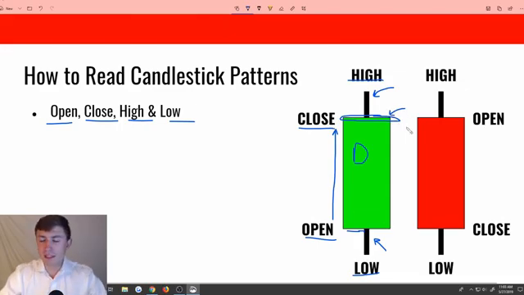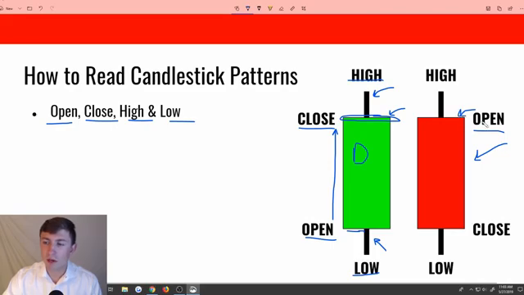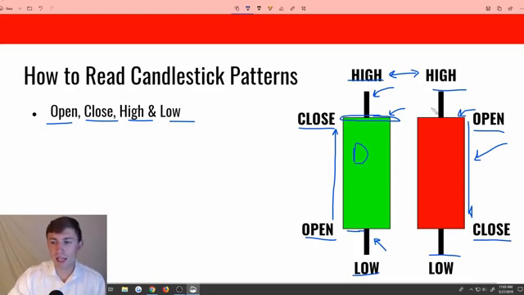Now, it's a little bit similar, but not entirely the same when talking about a red candle or a bearish candle. So what we see is that our open is actually up here this time, right? Because we opened here, and we made a close all the way down here. So we actually moved down on this candlestick to where we closed. And our low of the day was here, and our high of the day is here. So those two things are going to remain the same, bullish or bearish candles. But essentially, when talking about candles, a green candle means that it was a move to the upside, and a red candle means it was a move to the downside.